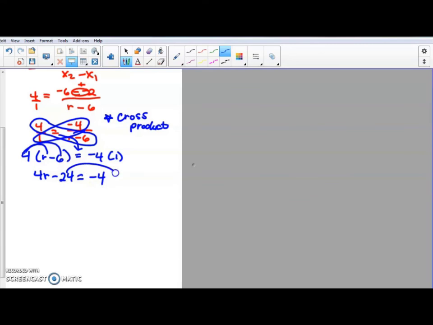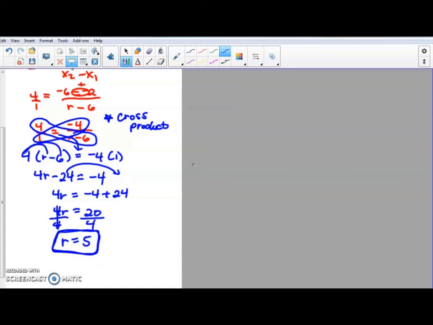So we're going to transpose our minus 24. So our 4r drops down, equals negative 4 plus our 24. His sign changed. Negative 4 plus 24 will give me 20. So 4r equals 20. Divide both sides by 4. And r equals 5. There we go.